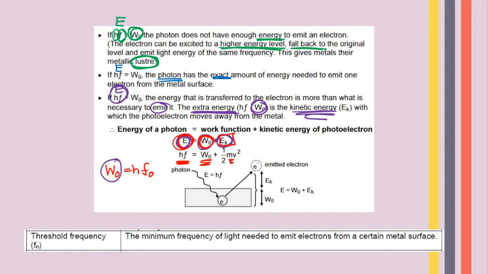The work function is actually a measure of energy. If the work function is the minimum amount of energy needed to emit an electron, then the threshold frequency is the minimum frequency of light needed to emit an electron from a metal surface. So they are related to each other. The one is just frequency, the other is energy. But they are both the minimum amount of their quantity needed to emit an electron.